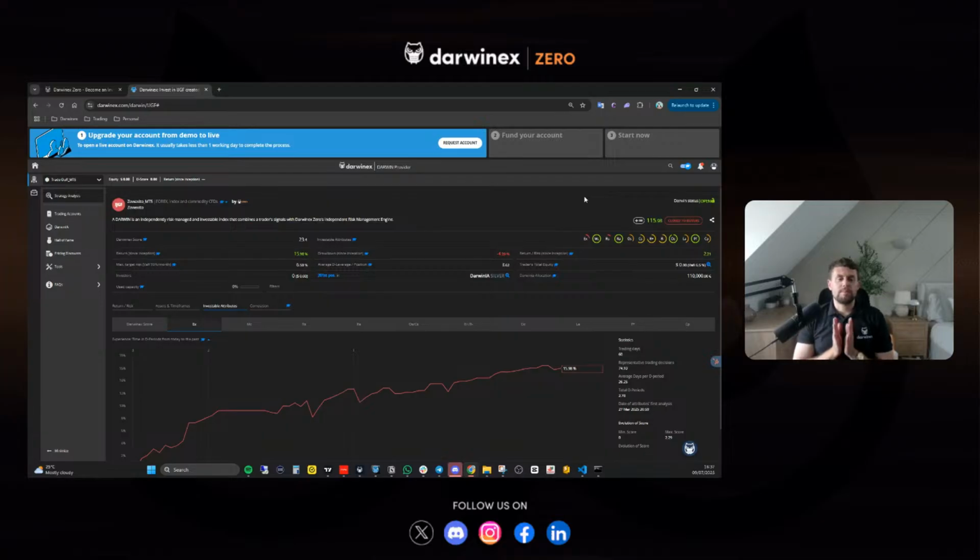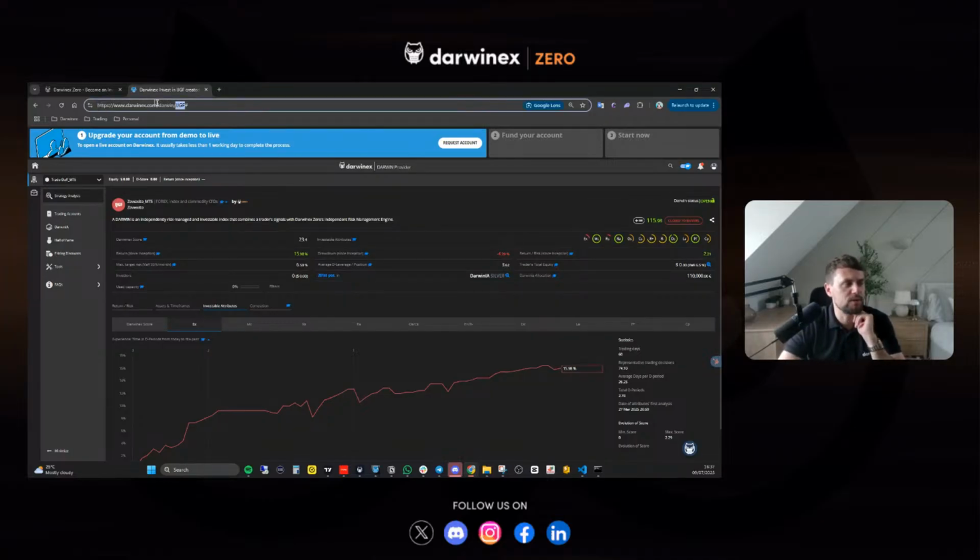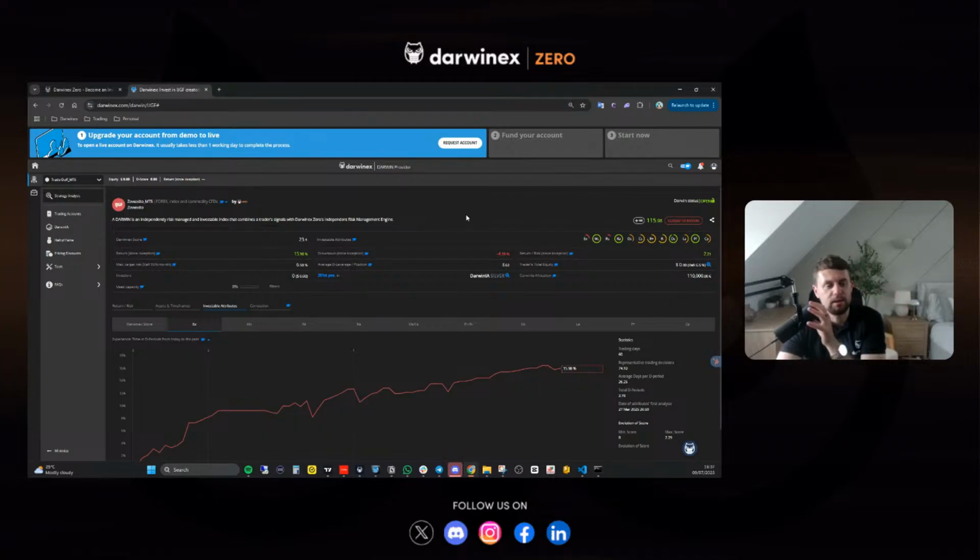But back to this, you can log into darwinex.com with your zero account, or create an account on darwinex.com and log into it that way, and then just go to darwinex.com/darwin/ your four-letter ticker Darwin and a hashtag at the end, and it will bring you to your page on darwinex.com. So you can see we have a little logo here saying zero, so we know this is a Darwinex zero Darwin.